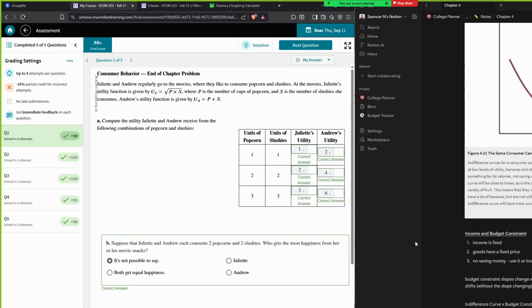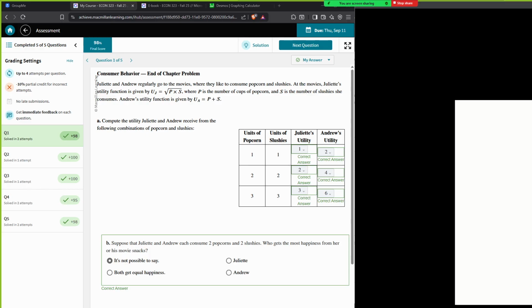Okay, so let me get this up. See if this is going to work for me. Awesome. Okay, so I have scratch notes over here, just so you guys can see how I solved it.